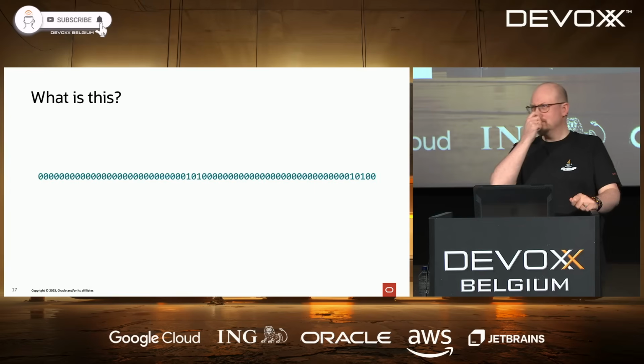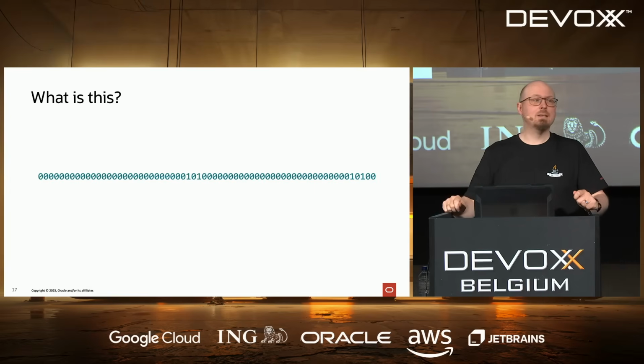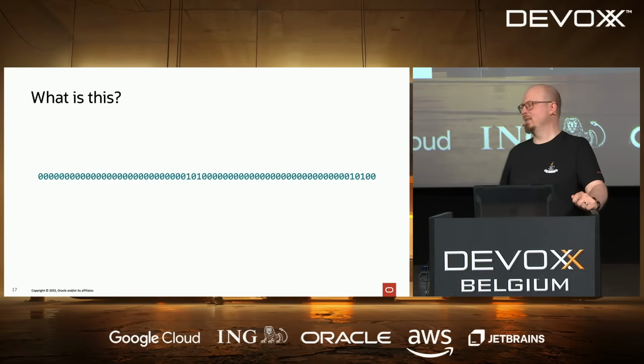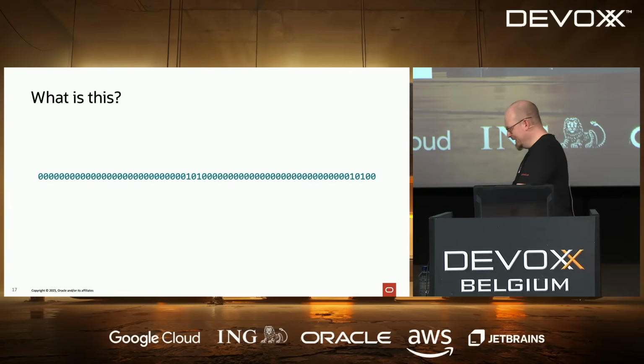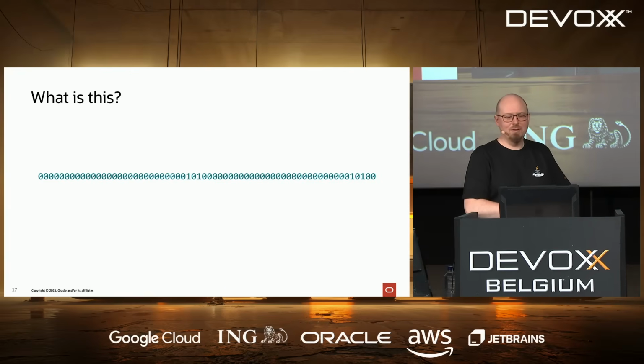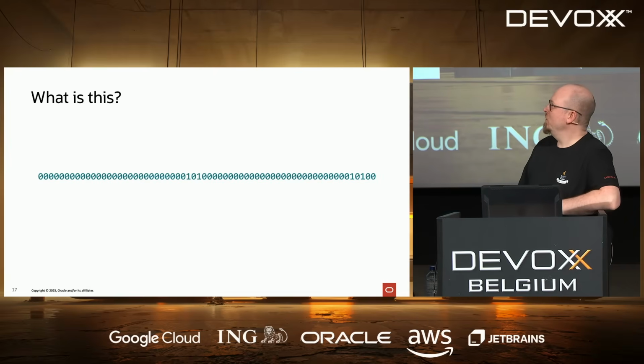But any takers as to what this represents? Point? Cheating a bit. Of course it's a point. So that is the bit representation of the 10 and 20 of that thing. But if you just received a file that had this information, how would you figure out what to do with it? What does it mean?